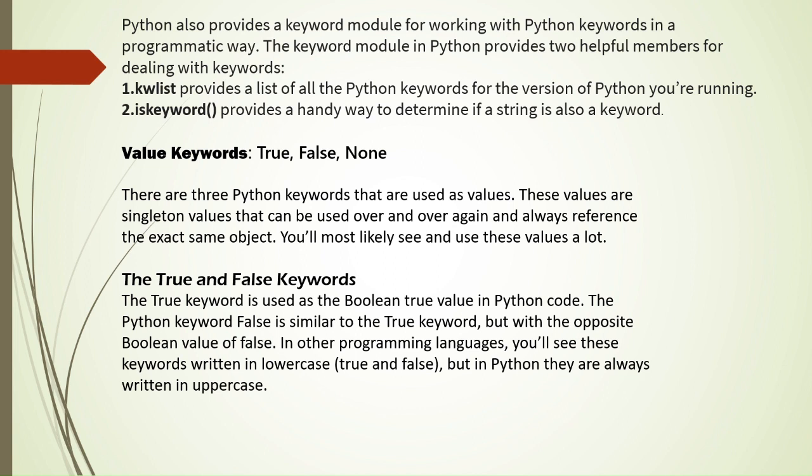The True and False keywords. The True keyword is used as the Boolean true value in Python code. The Python keyword False is similar to the True keyword but with the opposite Boolean value of false, which is obviously the opposite in meaning. In other programming languages, you will see these keywords written in lowercase, true and false. But in Python, they are always capitalized.